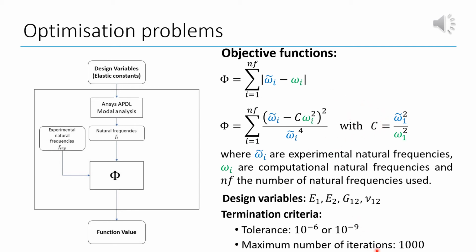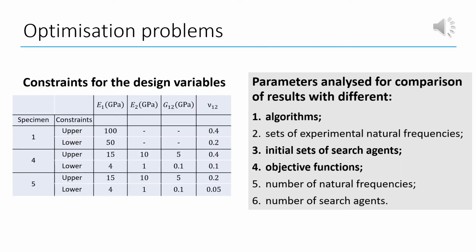The stopping criteria are defined as follows. Tolerance is defined as when the relative difference of the best and the second best is less than 10⁻⁶, or 10⁻⁹, the algorithm ends. Another stopping criterion used is the maximum number of iterations, which was defined as 1000 for all cases. We have studied different parameters that influence the identifications of the material constants.